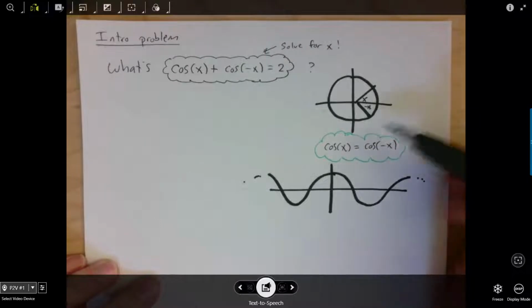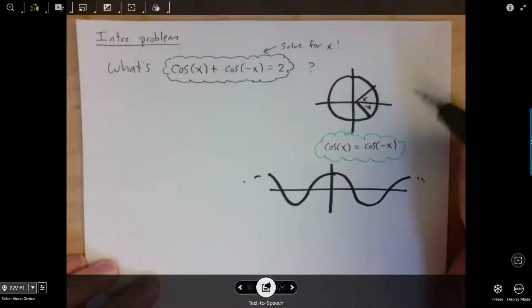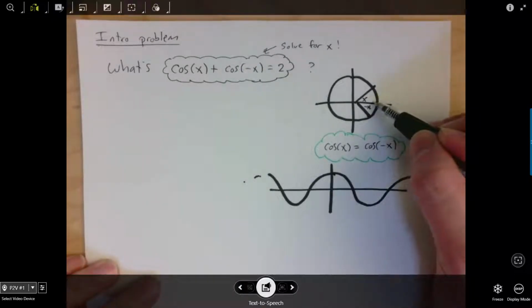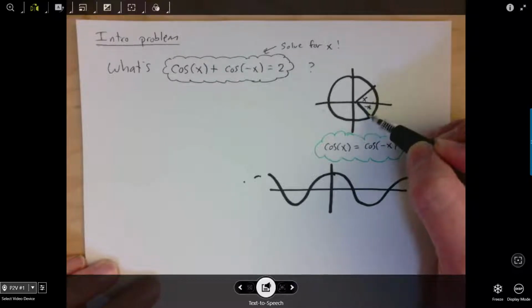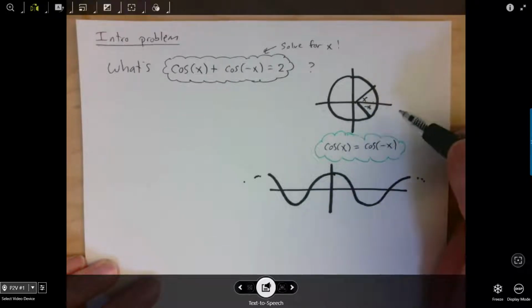If you think about the meaning of cosine on the unit circle, cosine x is the angle, the positive angle x wrapped this direction, and cosine is giving you the x coordinate. Negative x would be that same angle, but in the opposite direction, and you can see that they would have the same x value, no matter what direction the angle was going.